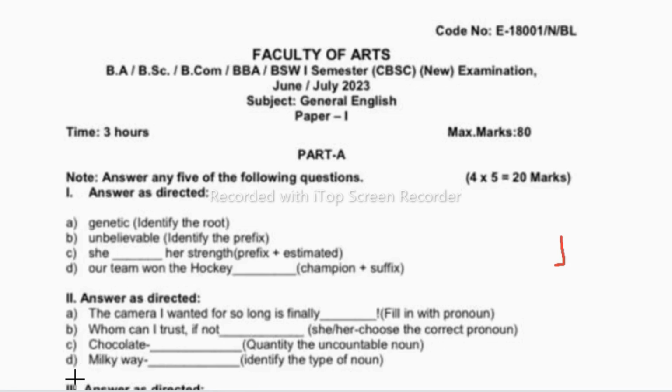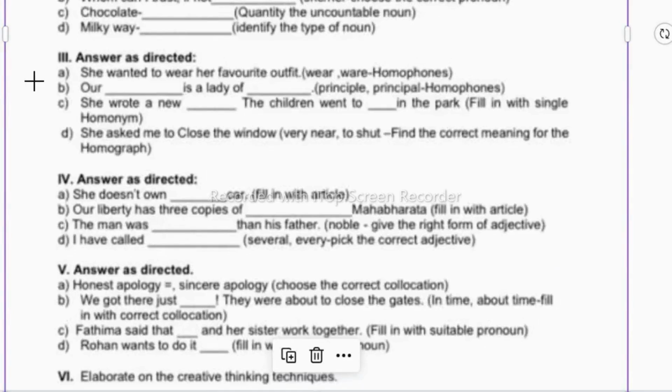So Milky Way is a proper noun. There I have explained what proper noun, common noun, collective noun and all are. So it is a proper noun, Milky Way. Simply you have to write Milky Way equals proper noun in your answer booklet. Now let's see the third bit.